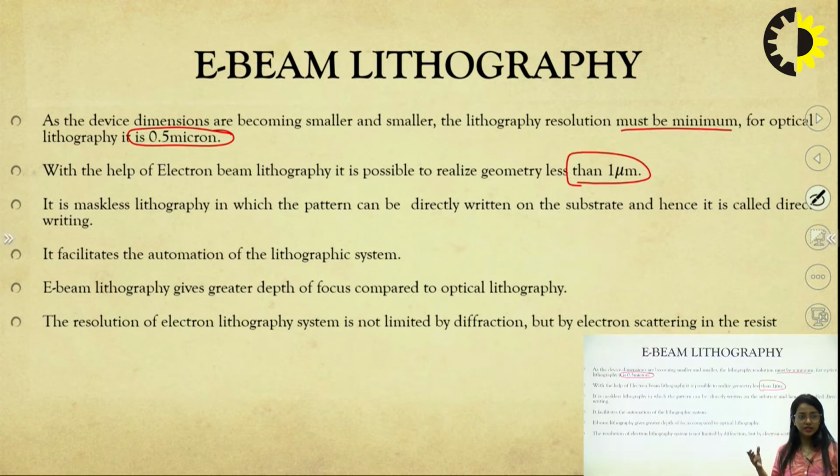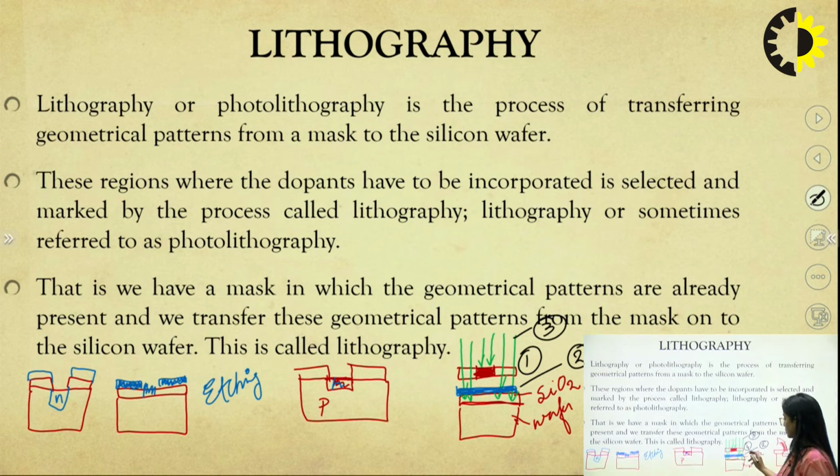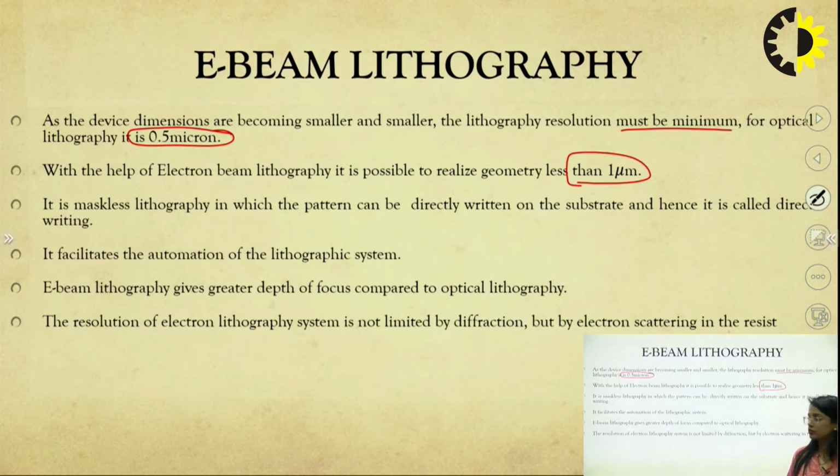So, it is maskless lithography in which the pattern can be, means we do not require a mask. If we talk about this system, this complete mask is not required in electron beam lithography. So, it is maskless lithography in which the pattern can be directly written onto the substrate. It facilitates the automation of the lithography system. So, there is a control system and it is not manual, it is all automated.